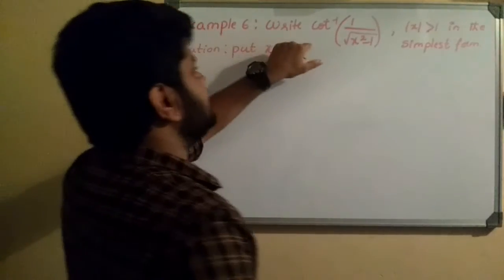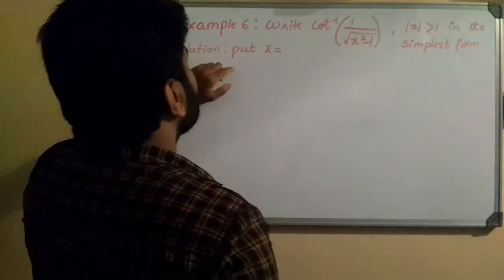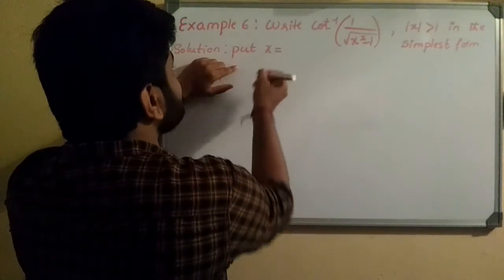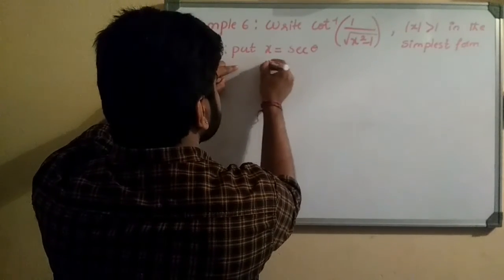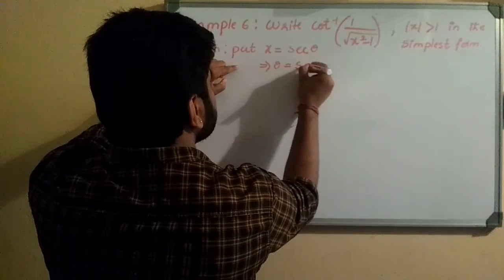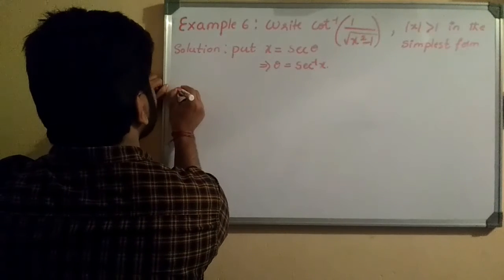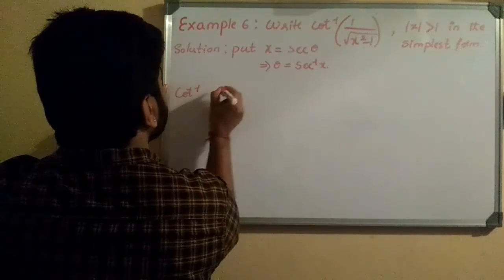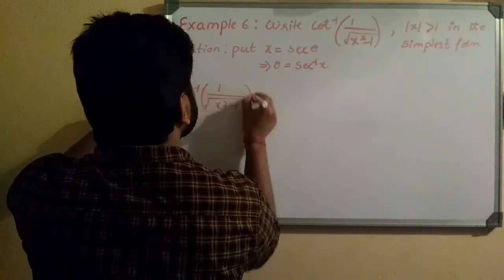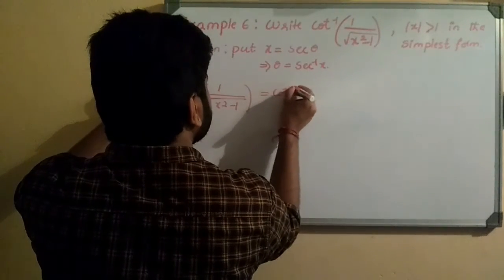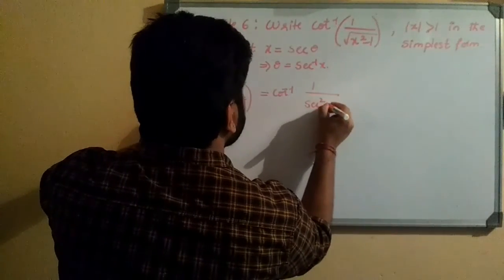Example 6, write cot inverse of 1 by root of x square minus 1 in the simplest form. So solution for this problem is, first you have to put x is equal to secant theta, implies theta is equal to secant inverse x. So first you consider cot inverse of 1 by root of x square minus 1, which is equal to cot inverse of 1 by x square can be replaced into secant square theta minus 1.